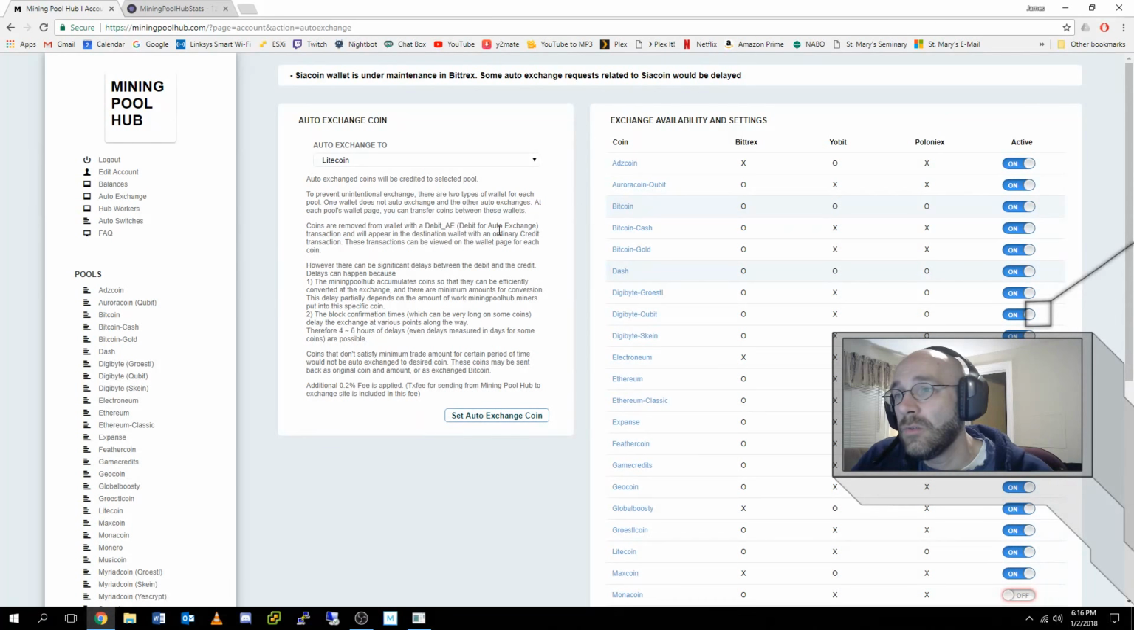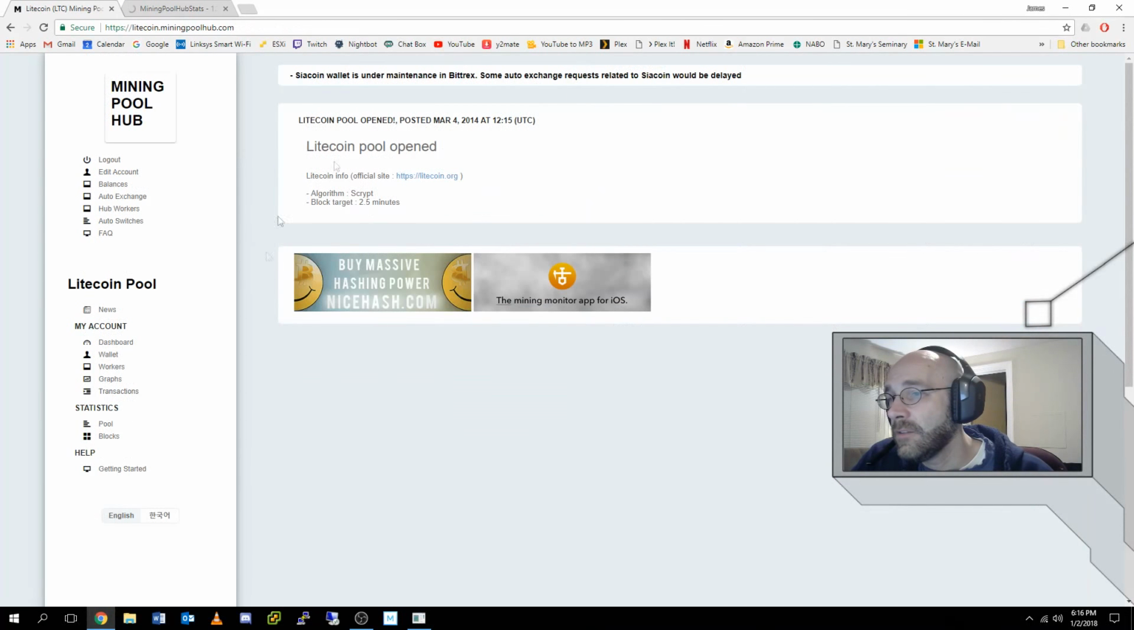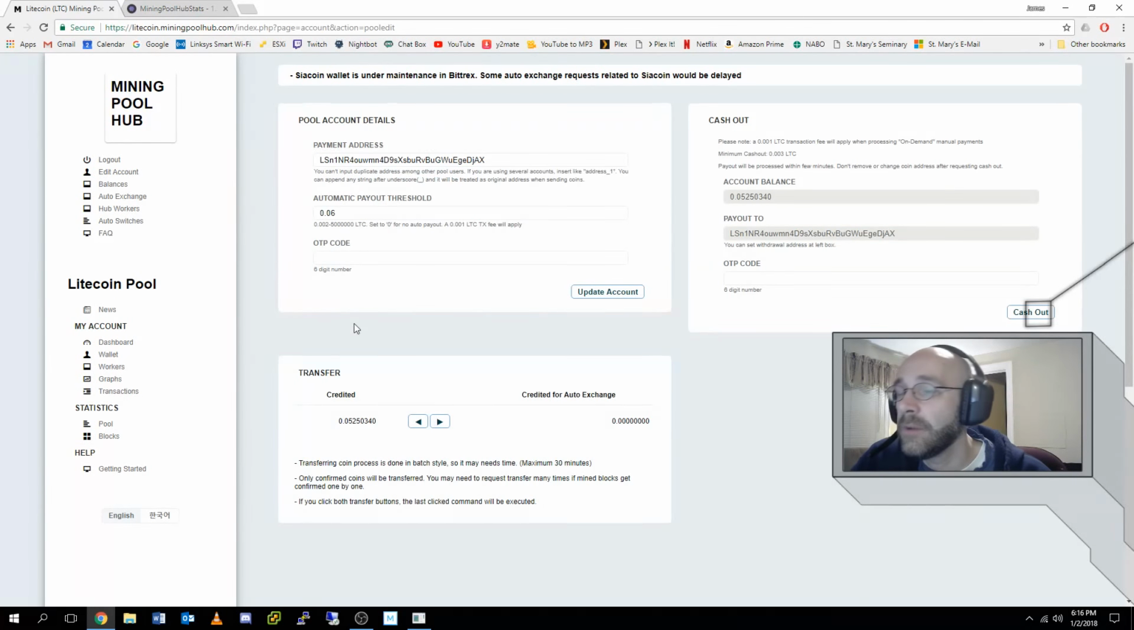Now, what we need to do next is set up our wallet for the coin that we've chosen. So we'll go over here where it says Pools and click on Litecoin. This takes us to the Litecoin pool page, and you'll see there's a link here for wallet. This is where you'll put in your Litecoin wallet address, set your automatic payout threshold, then of course put in your 4-digit code and click Update Account.